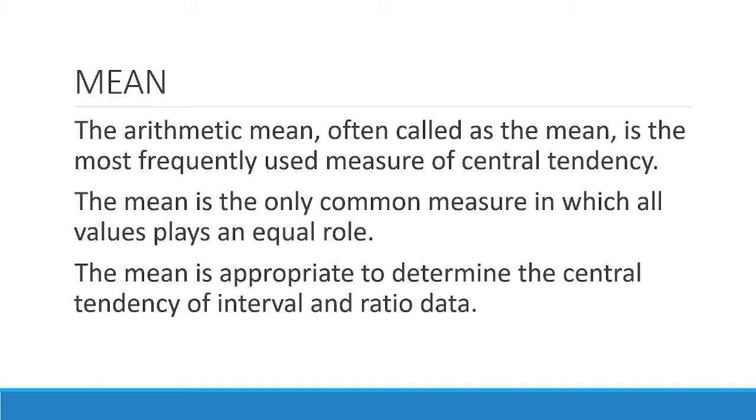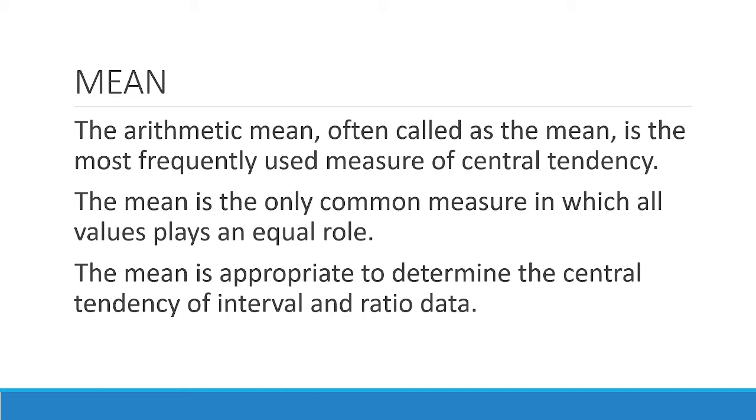Because for the others, when we talk of other central tendency measures, we will be just looking into the data with the highest frequency, or the data that is located in the center. And also, the mean is appropriate to determine the central tendency of interval and ratio data. Unless for your categorical data in nominal and ordinal level, you assign points for each data, then you can have a mean there. But most of the time, mean is more appropriate for interval and ratio data.